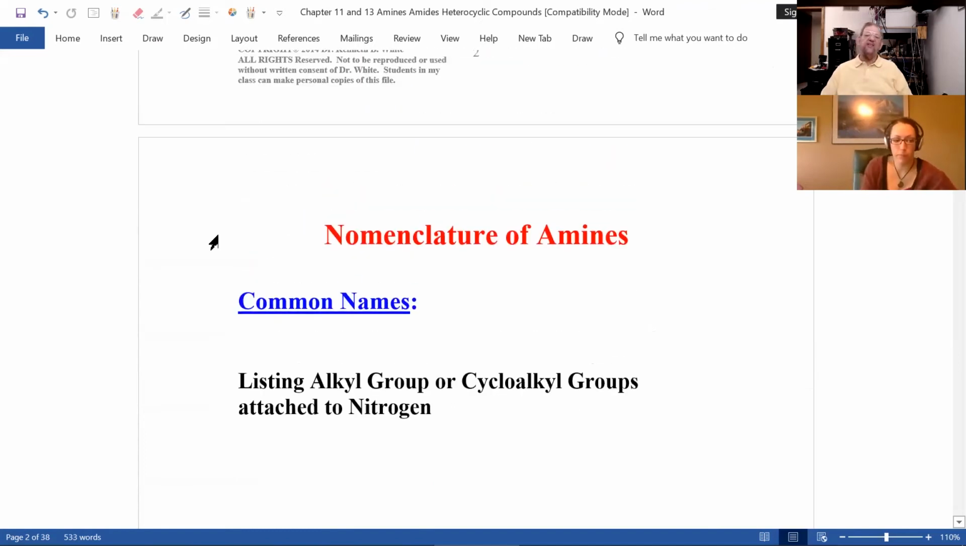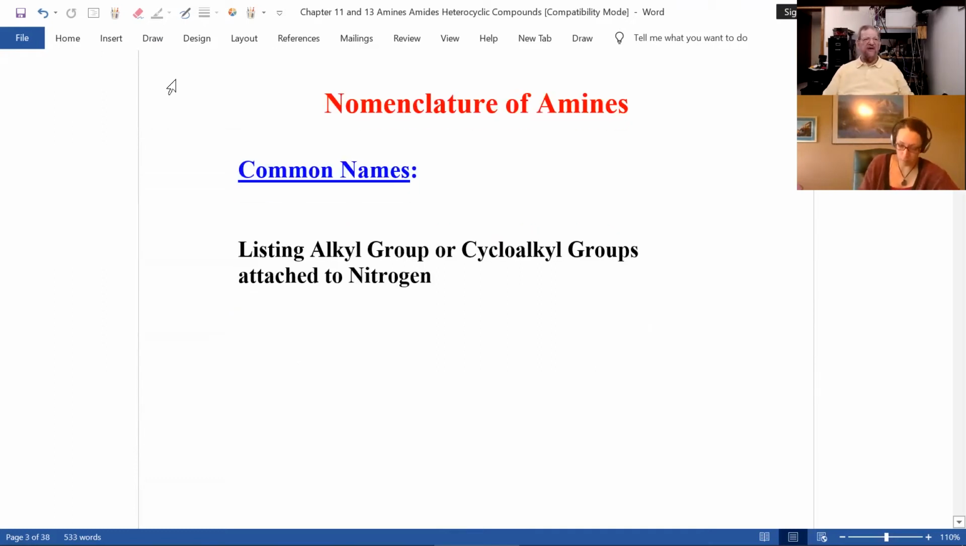Now, good news. I'm not going to teach you the IUPAC nomenclature for amines, because most people, unless you're doing a patent or a contract, legal documents, use common names. And the common names are simple. For amines, you name the R groups on the nitrogen and add the word amine.